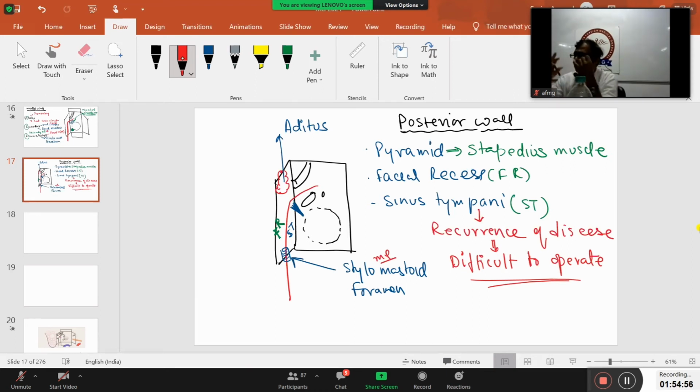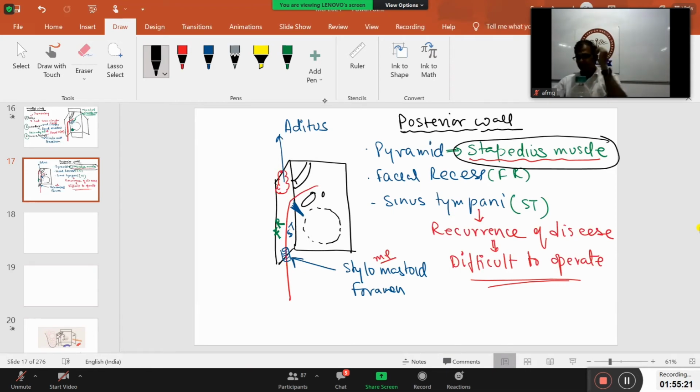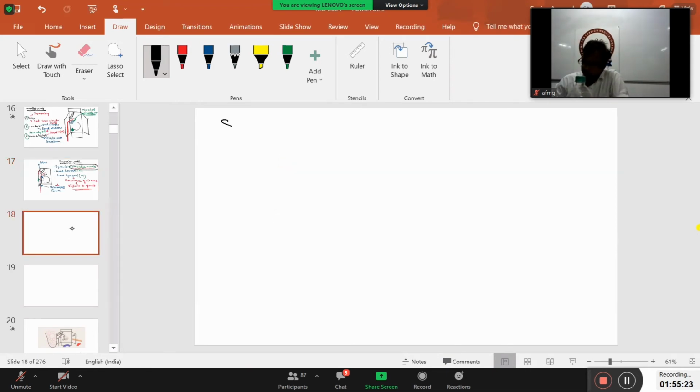So these are the few names. If you start from the top, there is the aditus, there is the facial nerve, then there is the stylomastoid foramen. On the medial side, there is the sinus tympani, the most difficult area. On the other side, there is the facial recess and the small bony portion called the pyramid, with the stapedius muscle originating. Out of all these things, this muscle is the most important, and there are 4 or 5 very important MCQs about it. So let's talk about the stapedius muscle.